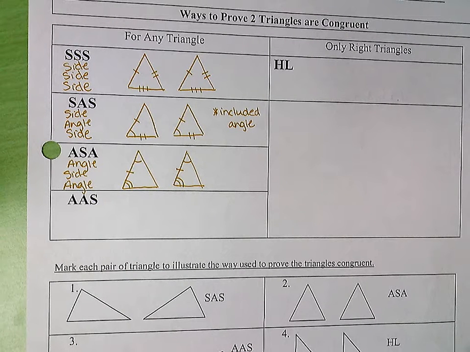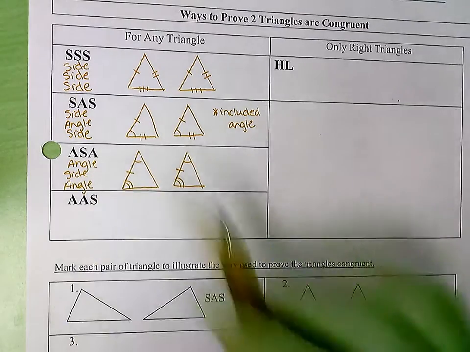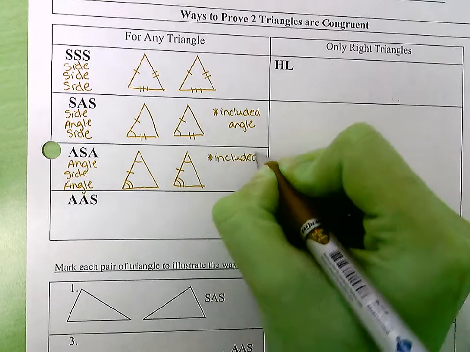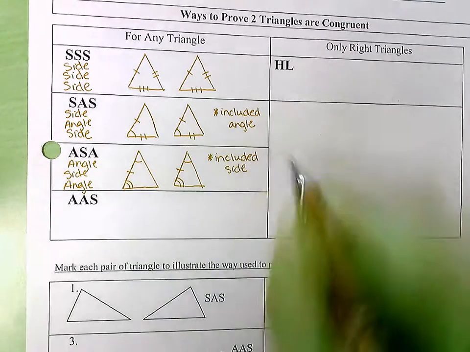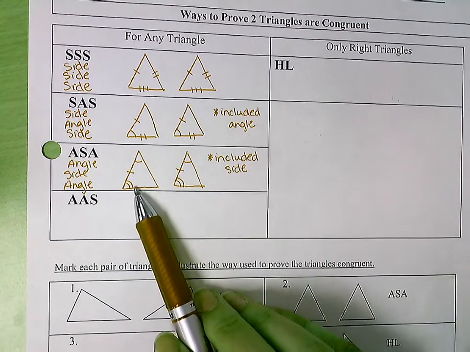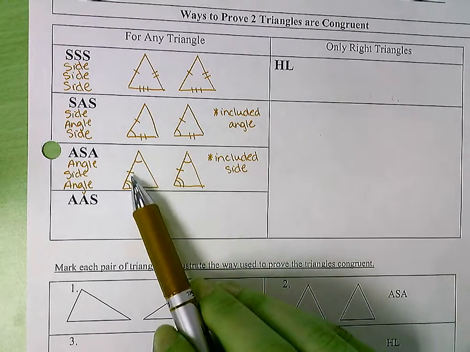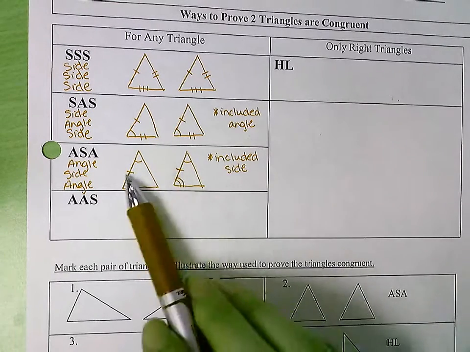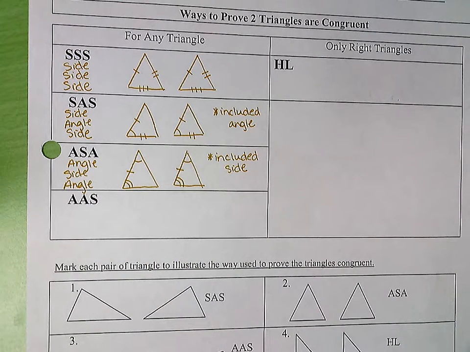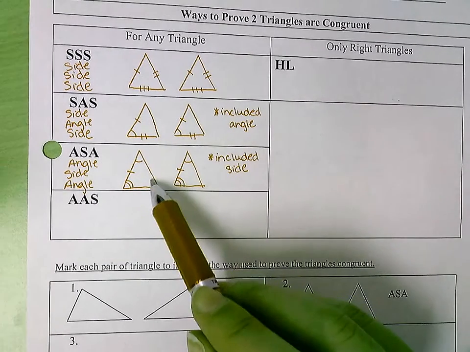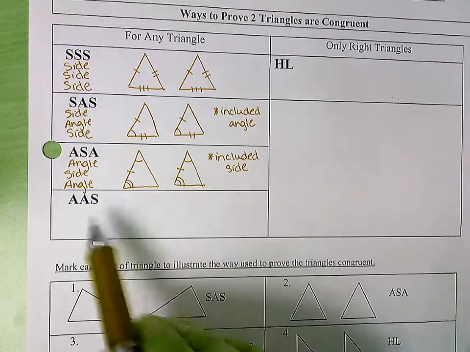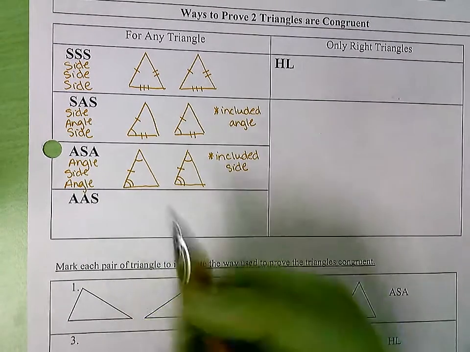Just like with side, angle, side, with angle, side, angle you need that included side. So you have your two angles, and your congruent side has to be between those two congruent angles. It's not off to the side over here. If that happened, that would be angle, angle, side.